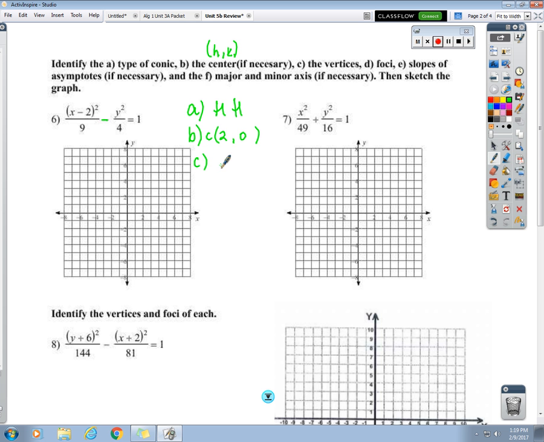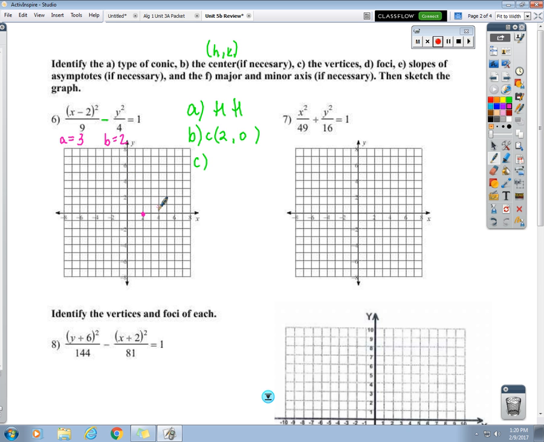Well, before we can really find those vertices, we need to graph it. So we'll start that process by plotting the center at 2, 0. Right 2. There's 2, 0. Now, we kind of need to know how big to make our box. So to do that, you need to know your A and your B. What is your A value? Correct, because remember with hyperbolas, A is always the left denominator. And that would have been 3 squared to make a 9, so your A was 3.